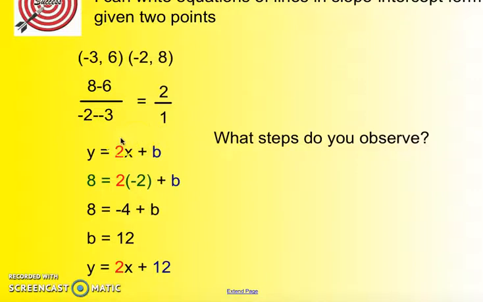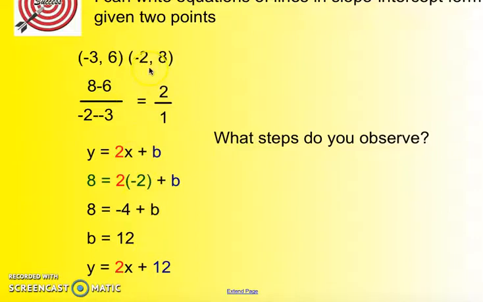And what I notice after that is once I find the slope, then the steps are very similar to what we did in the last video. It looks like I just need to plug in 2 wherever slope goes. Remember, slope-intercept form is y equals mx plus b. M stands for slope. So once I find the slope, then I can plug that in. And it looks like my next step is the same as last time.